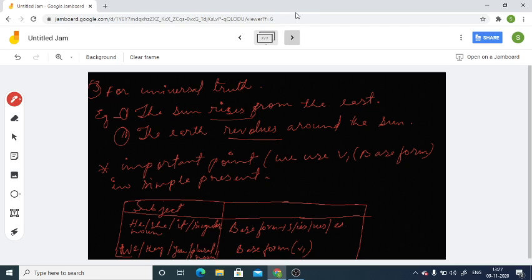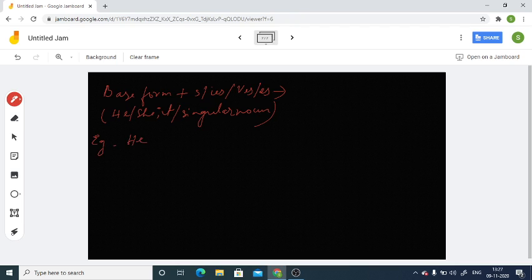Now, when I say base form plus s or ies, or base form, that is V1, let's see here in this one. Base form plus s, ies or ves or es. So, this is used when we have the subject he, she, it or any singular noun. For example, he eats. So, here it is eat plus s. Okay, so eat is the base form plus s.